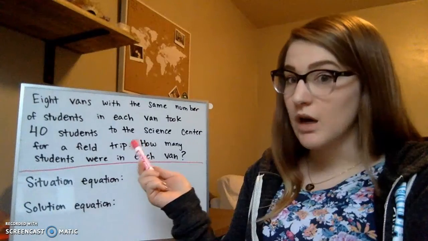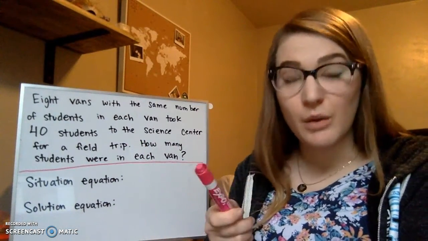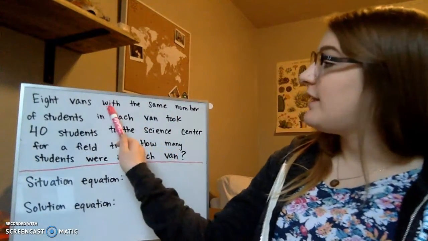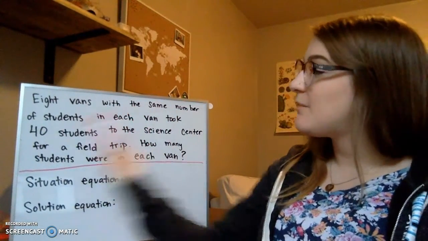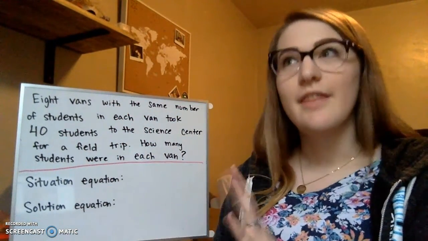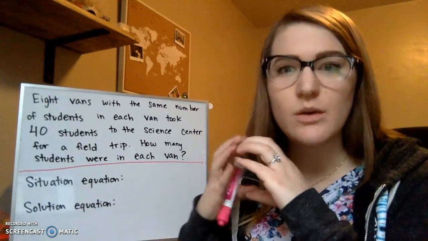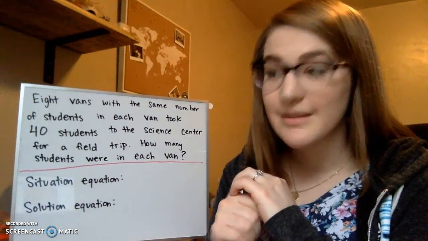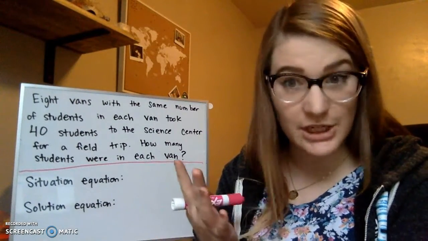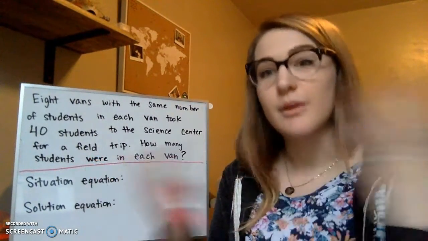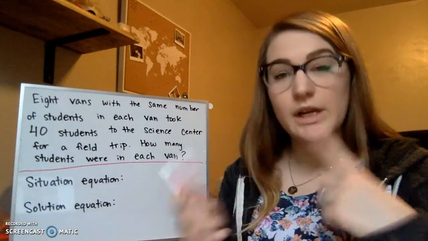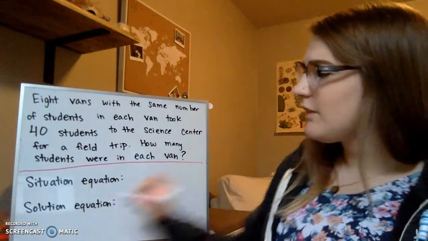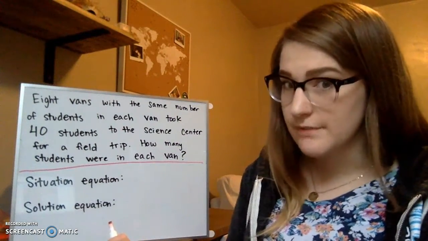So there are some clue words that give me a hint of what kind of equation we're going to use here. Where it says the same number of students in each van, that is telling me that there are equal groups. And if there are equal groups, what is that telling us? It's either multiplication or division. And as we see from our previous problems that we've done, we could solve this problem using either one. So first, I'm going to write a situation equation.